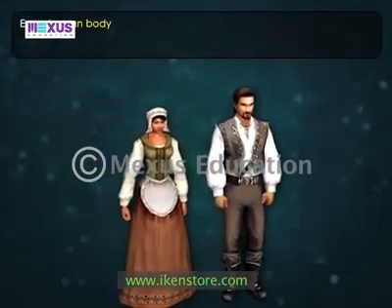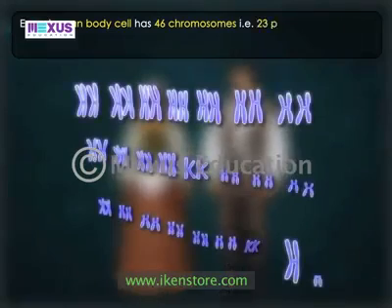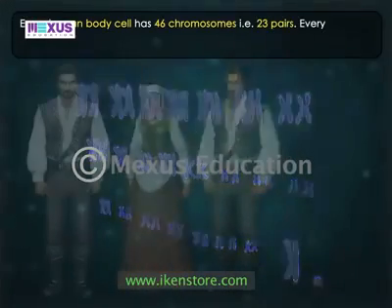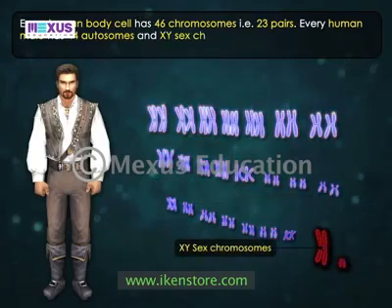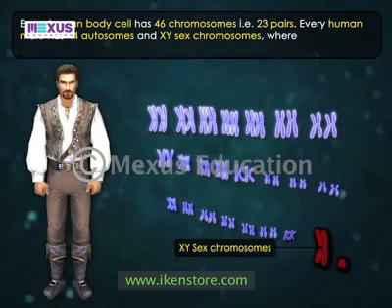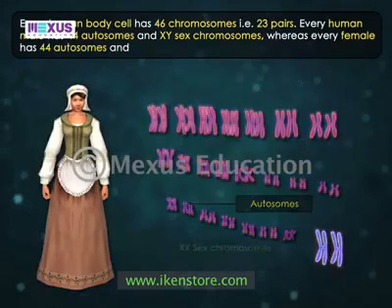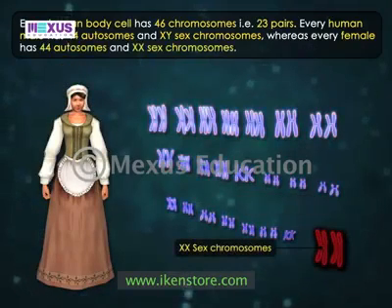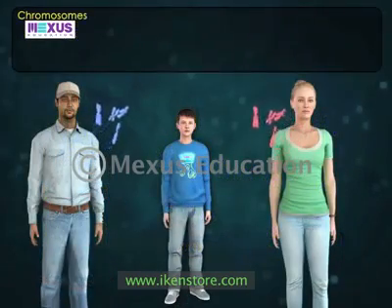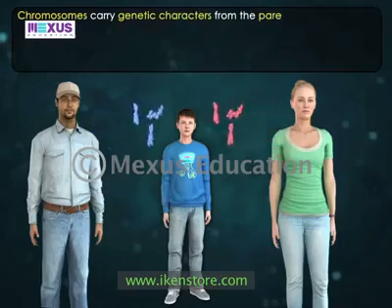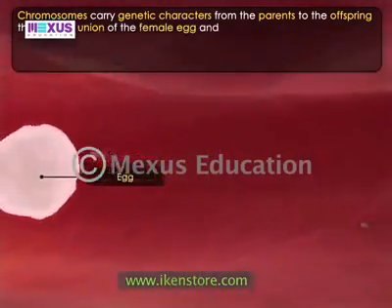Every human body cell has 46 chromosomes, that is, 23 pairs. Every human male has 44 autosomes and XY sex chromosomes, whereas every female has 44 autosomes and XX sex chromosomes. These chromosomes carry genetic characters from the parents to the offspring through the union of the female egg and the male sperm.